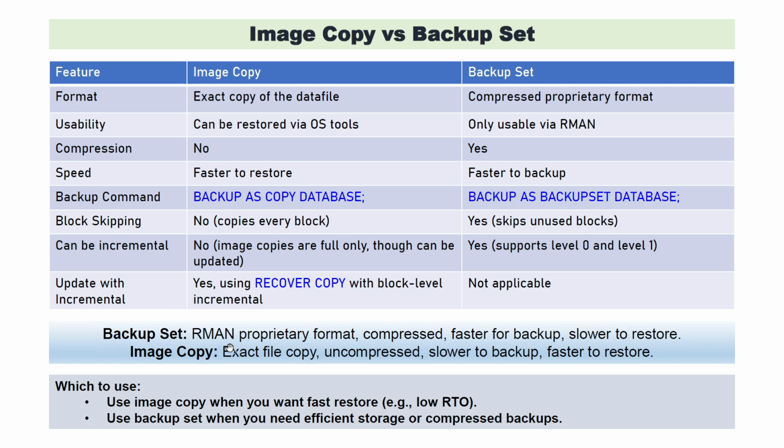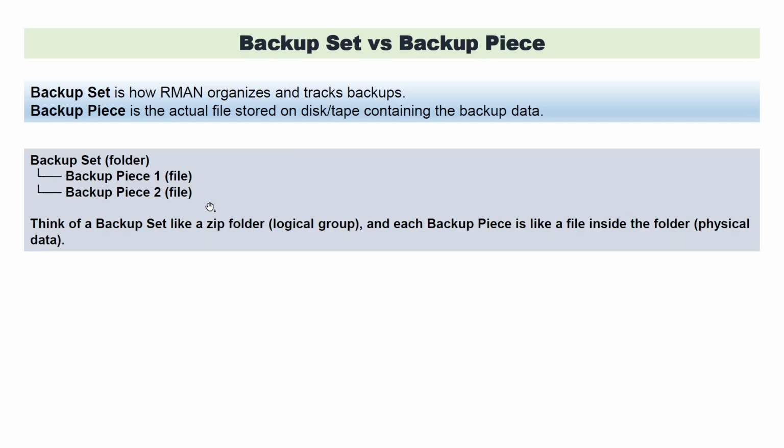So backup set is an RMAN proprietary format. It can be compressed. It is faster for backup, but it is slower to restore. Image copy is an exact file copy, uncompressed, slower to backup, faster to restore. Which to use? Use image copy when you want fast restore. Use backup set when you need efficient storage or compressed backups. So this slide is about backup image copy versus backup set.